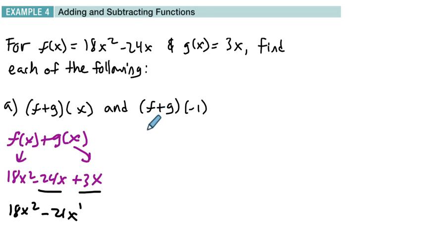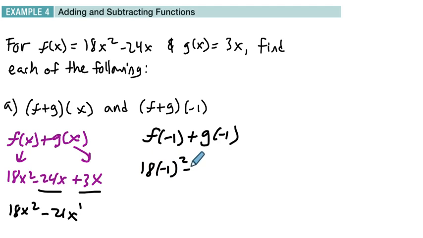Now check this out. We need to find f plus g of -1, or you can write that as f of -1 plus g of -1. So what is f of -1? Well, that's the same thing as replacing this with -1 right here. So check this out. Let's do it. 18 times -1 squared minus 24 times -1. So this right here all represents this right here. Okay, that's what f of -1 is.